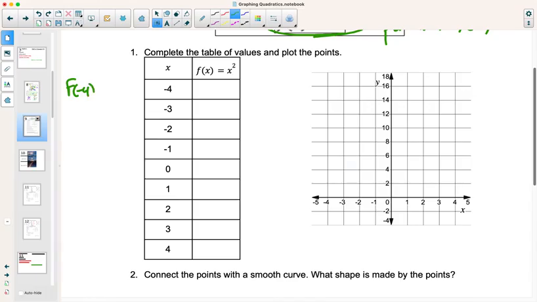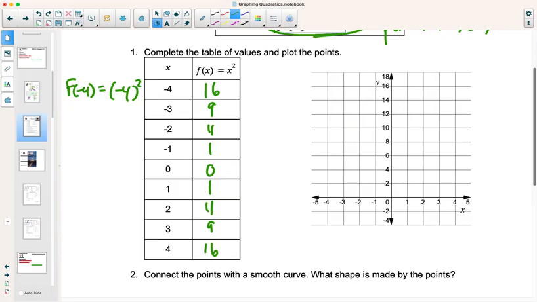f(-4) = (-4)², right? It says right there what to do. So you just fill this out. Just pause the video and fill it out. If you're someone who didn't fill this out and just copied my notes, that doesn't help you. So maybe you should pause the video now and figure out how to get these numbers.